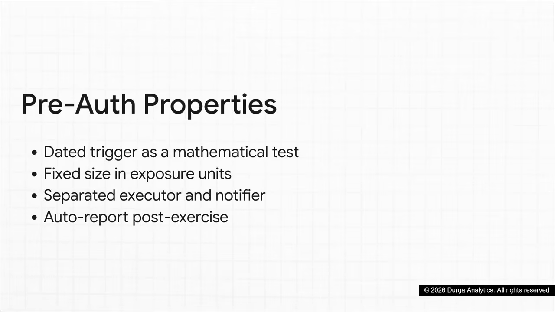To safely govern this pre-authorization, it has to have 4 very distinct properties. First, a dated trigger stated as a clear mathematical test, so it fires automatically without needing some ad hoc committee meeting. Second, it has to have a fixed size denominated in actual exposure units. Third, and this is absolutely crucial for oversight, you must separate the executor from the notifier. They cannot be the same person. And fourth, it requires an automatic report to the risk committee, but only after exercise. This completely shifts the control from seeking permission, which wastes time you don't have, to strict accountability.